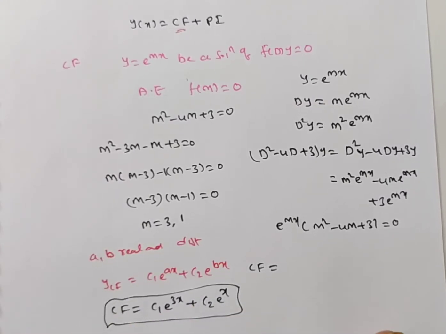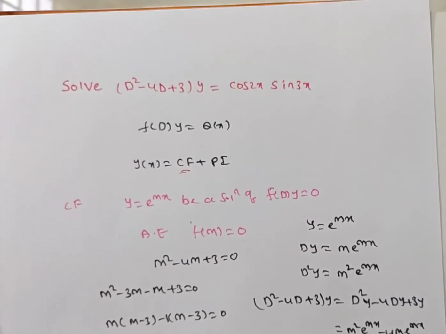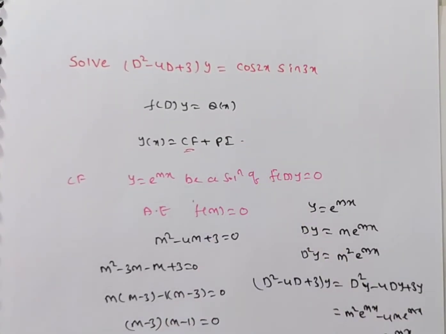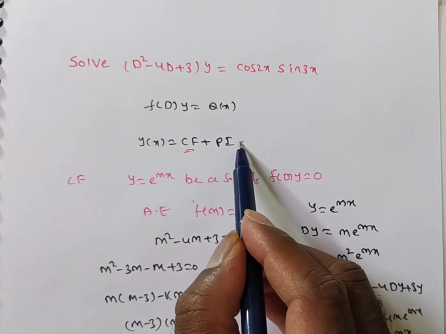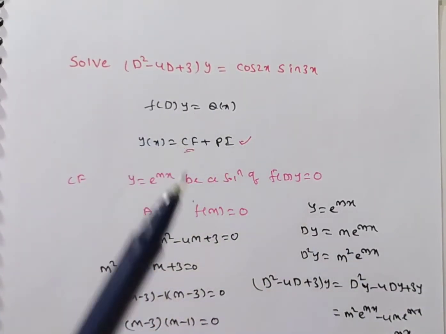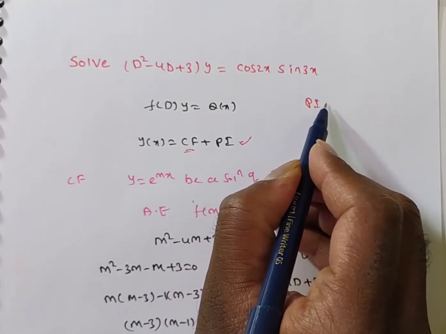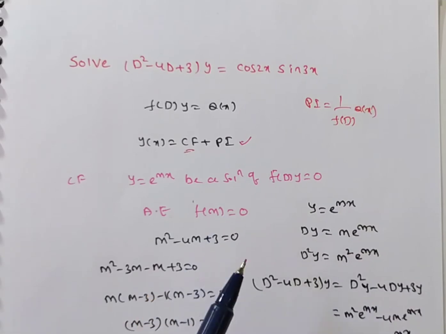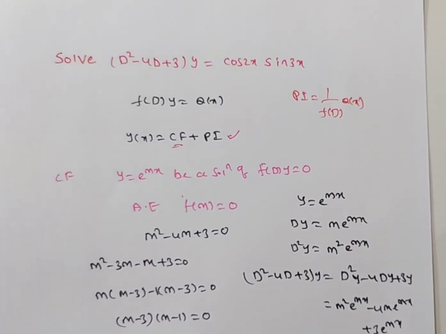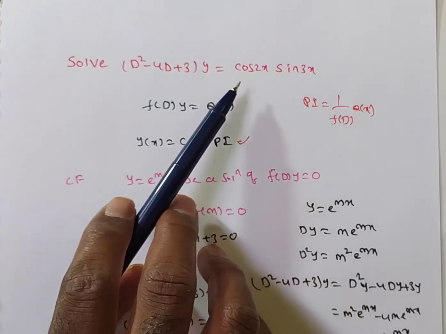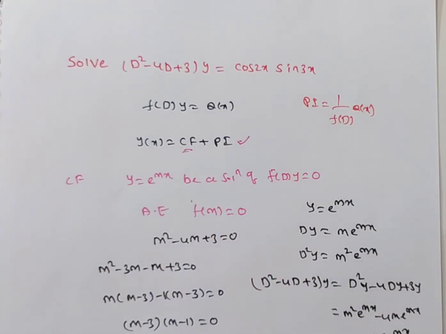Now we are done with the complementary function. Next, what do we have to do? We have to find the particular integral. For f of D into y equal to Q of x, the particular integral is equal to 1 by f of D into Q of x. What is f of D here? D square minus 4D plus 3. And what is Q of x? Cos 2x into sin 3x.